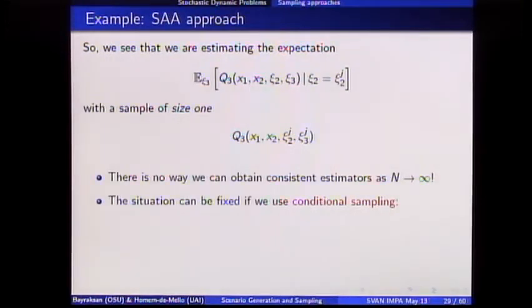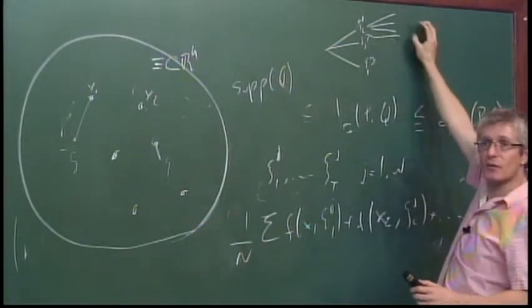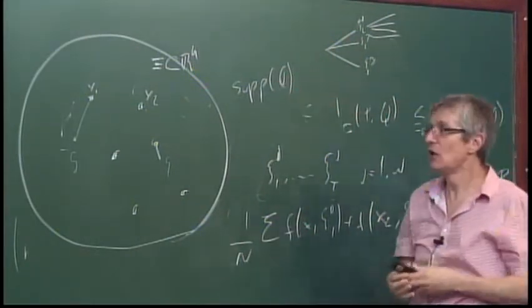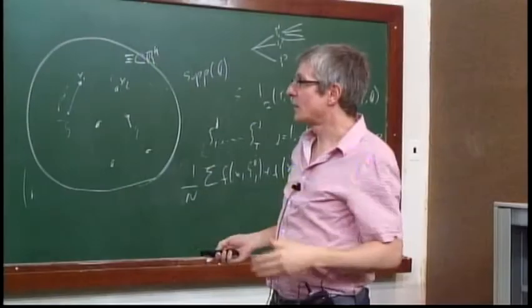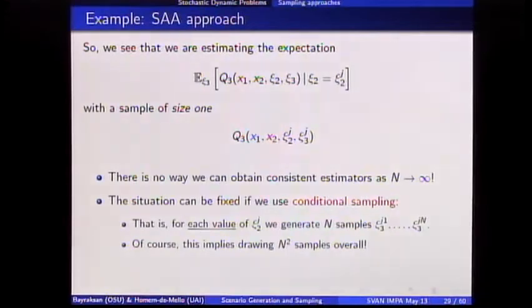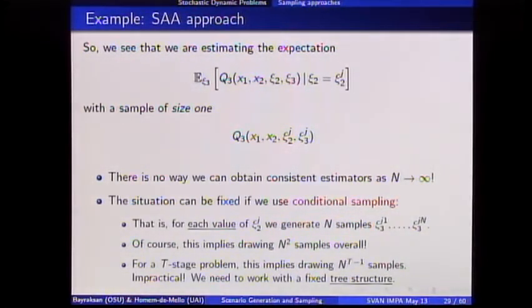That's what is called conditional sampling, right? For each value of Xc2, I generate n samples of Xc3. And for each of them, I have to generate another n of Xc3. Then for each value of Xc3, I have to generate n of Xc4. You see, I have more stages. So you see what the problem is. Of course, we have to draw n squared samples. If you do this for a t-stage problem, that means you need n to the t minus 1 samples. That's not very practical.